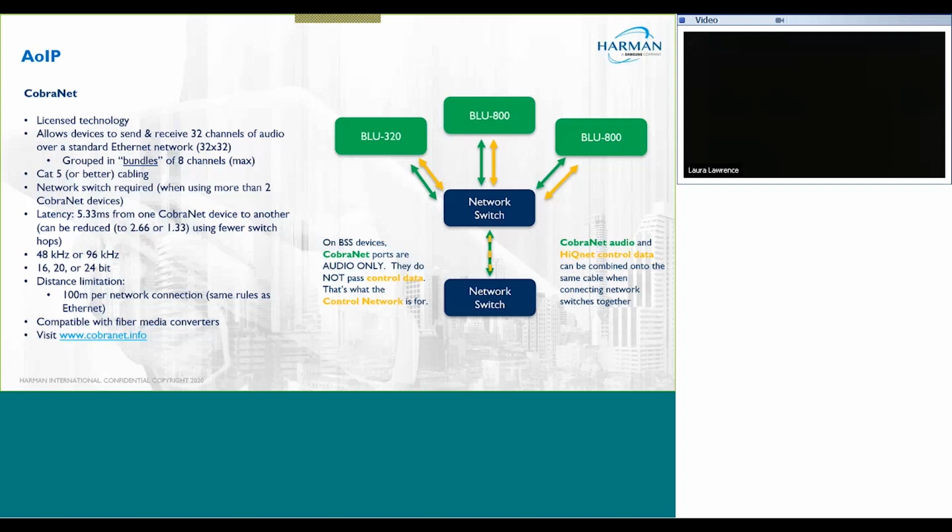Latency. Again, going back almost 20 years now, the latency is a little higher. It's 5 1/3 milliseconds. Although, depending on your network configuration and the number of hops, it is possible to bring that down to as low as 1.33 or 1 1/3 milliseconds. Like I mentioned before, when talking about AVB, audio over IP allows for either 48 or 96 kilohertz sampling. And of course, the bit depth can be anything from 16, 20, or 24.